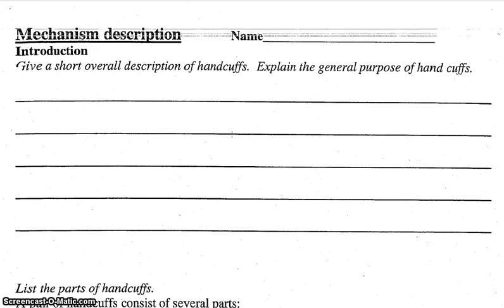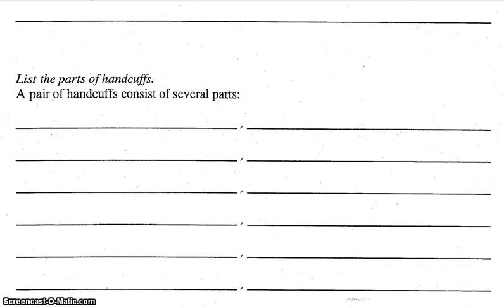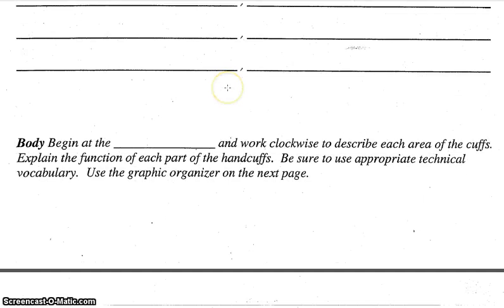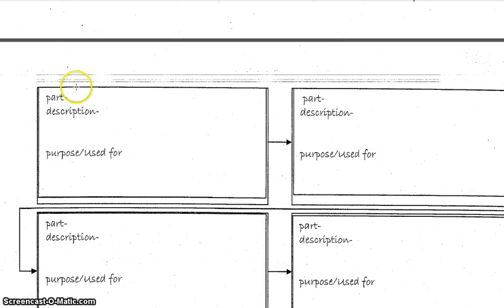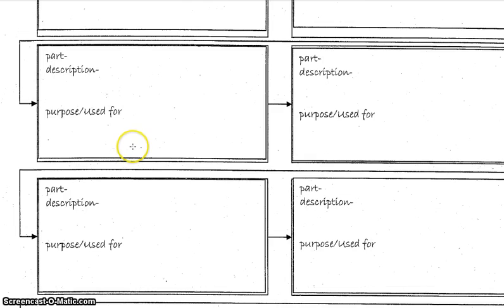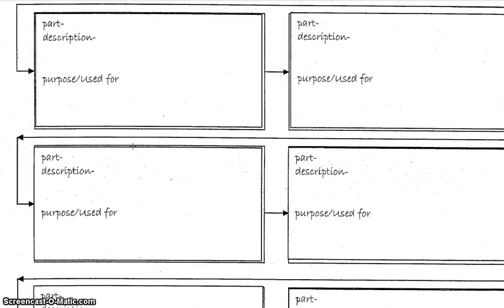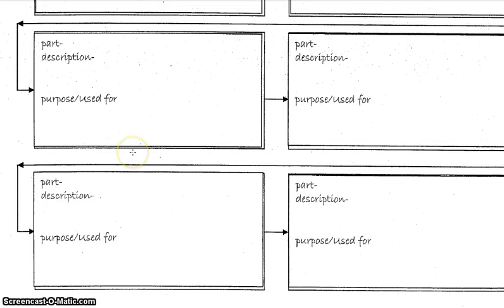Here's something that might help you out. It'll just prompt you through the introduction and the preview, and then each part: the part name, the description, what it's used for. At the very end, you can put in your conclusion, and don't forget to cite. You can see my signal phrase video for more help with that.